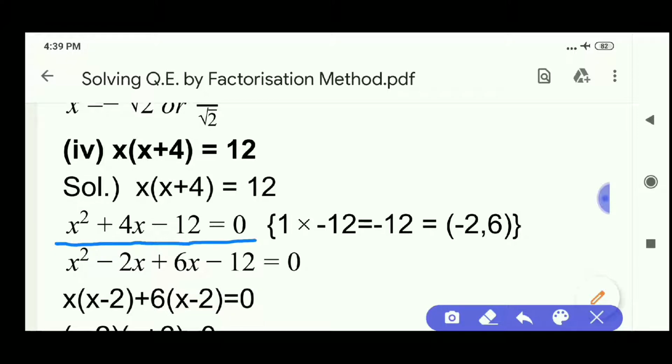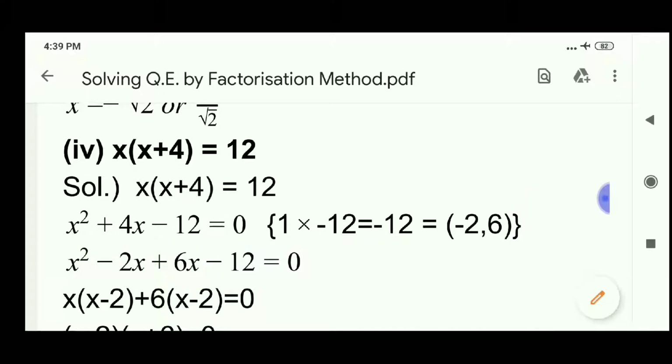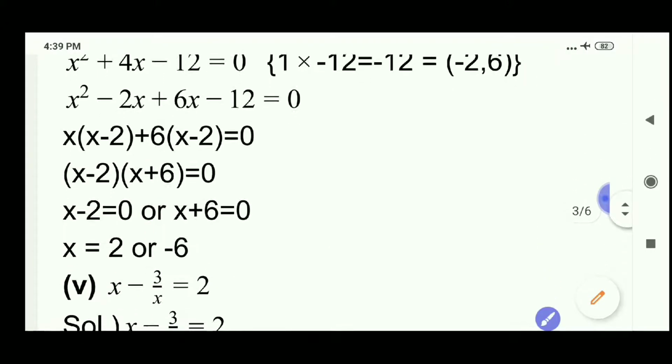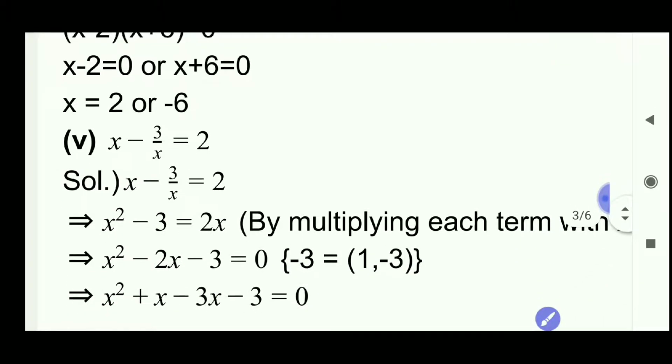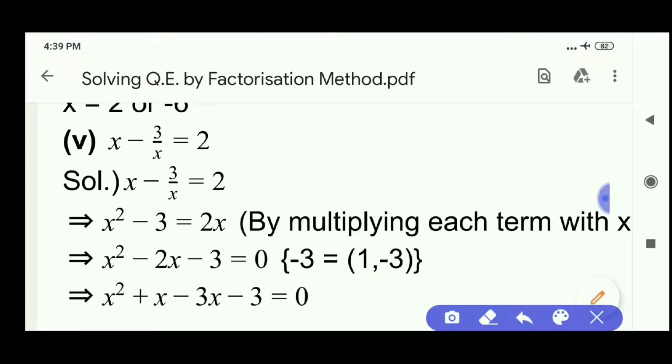Now multiply the x square coefficient and the constant minus 12. Factorize, select, split, take common and simplify. You will get the answer 2 or minus 6. Yes, let us go to one more question. The question is x minus 3 by x is equal to 2. In this question, the by x is a little bit odd here.